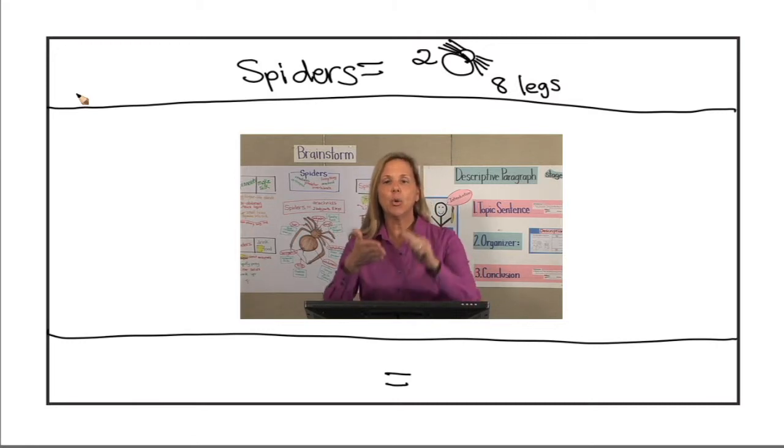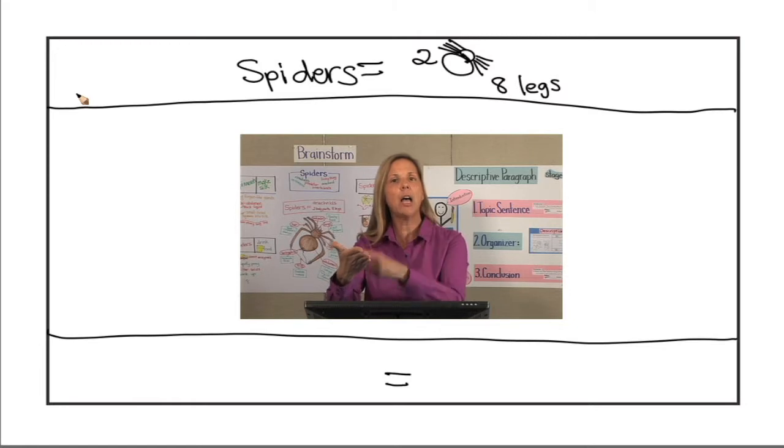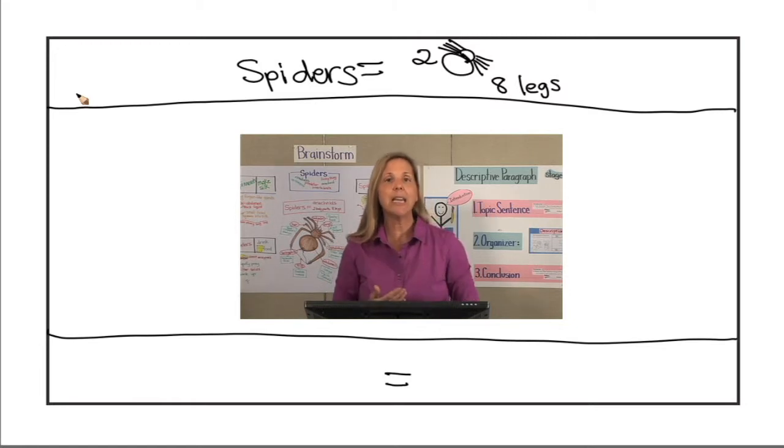Then what will we do? Label the parts. So whatever parts we need to describe, we will label them. Then what will we do after we label the parts? We will tell the function of the parts. That means we will say what the part does, why it's important, how it works, or what it is. So the job of that part: what it does, how it works, why it's important, or just what it is.